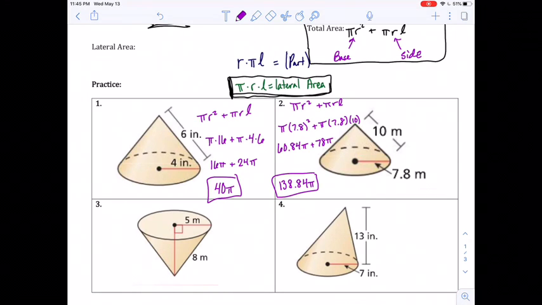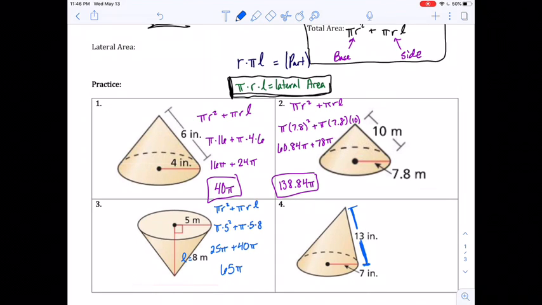Alright, same thing. Pi r squared plus pi r L, where L is the slant height. So we got pi times 25, or pi times 5 squared, plus pi times 5 times 8. So I get 25 pi plus 40 pi, which is 65 pi.